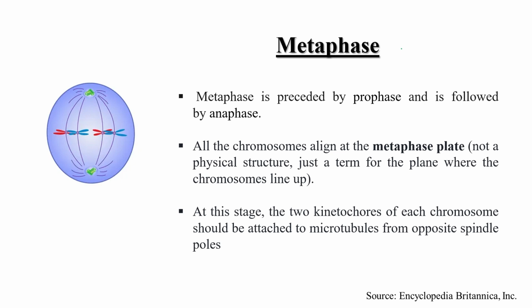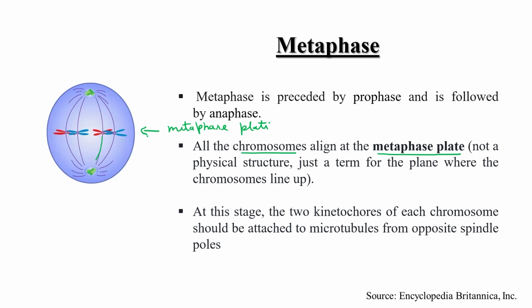Now metaphase. The next stage is metaphase, and in this metaphase, what will happen? All the chromosomes align at the metaphase plate. This is known as the equatorial plane or metaphase plate. This is not a physical structure, it is just a term for the plane where chromosomes align. At this stage, the two kinetochores of each chromosome should be attached to microtubules from opposite spindle poles, as you can see over here.